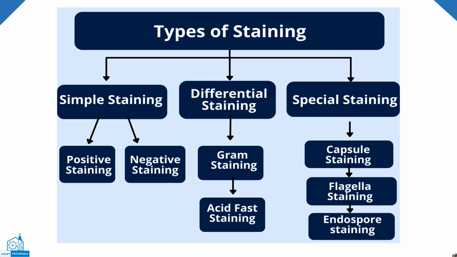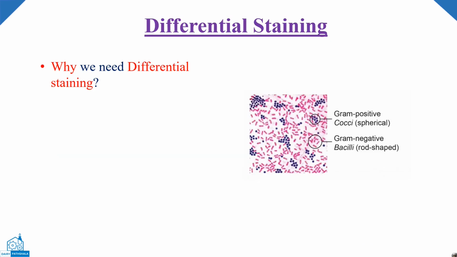Now, what are the types of staining? First, simple staining, differential staining, and special staining. I will explain simple and special staining in a further video, but today I will discuss differential staining, especially gram staining, because the use of gram staining is very frequent in the dairy industry and especially in the food industry. In my next video, I will explain another type of differential staining, that is acid fast staining. So first, differential staining.